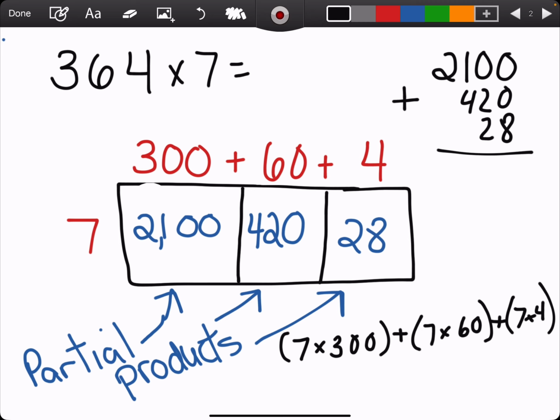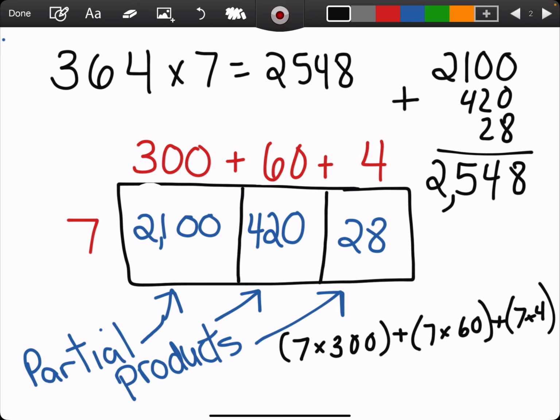Super important that you make sure all your numbers are lined up: the thousands with the thousands, the hundreds with the hundreds, the tens with the tens, and the ones with the ones. So I add up my ones, that's 8. Add up my tens, 4 tens. My hundreds, 5 hundreds. And my thousands with the thousands. So 2,548. That is the answer to this multiplication problem using the area model.